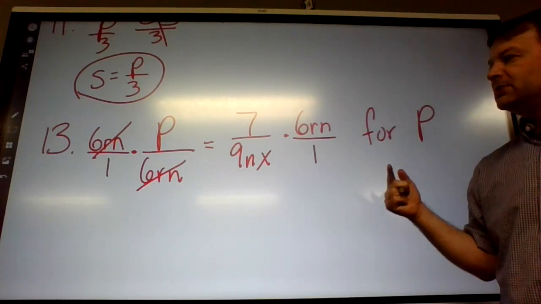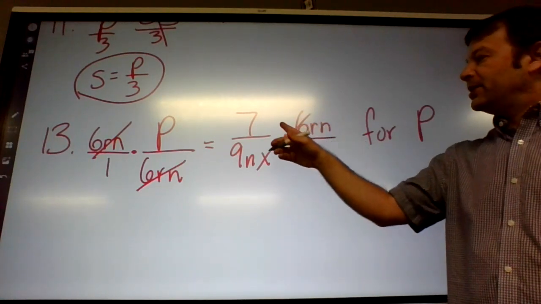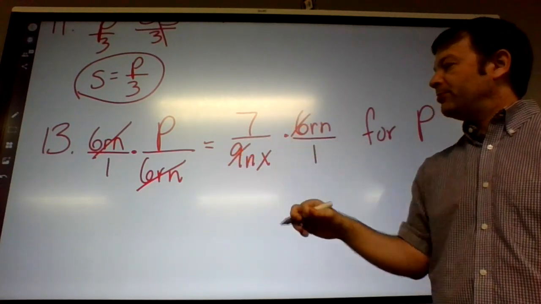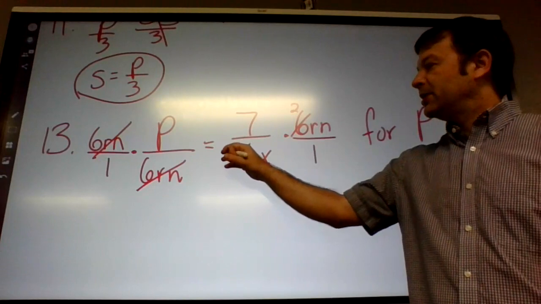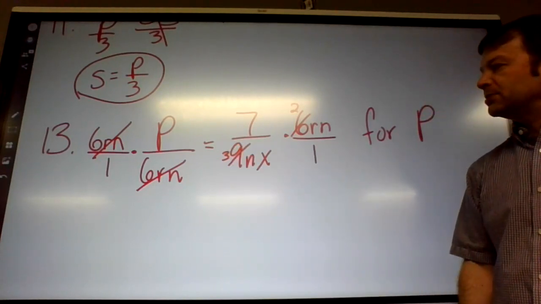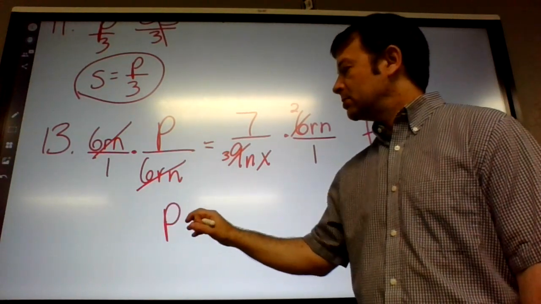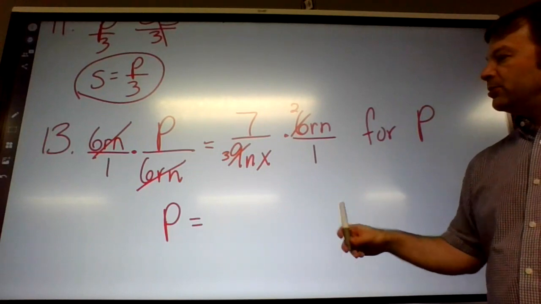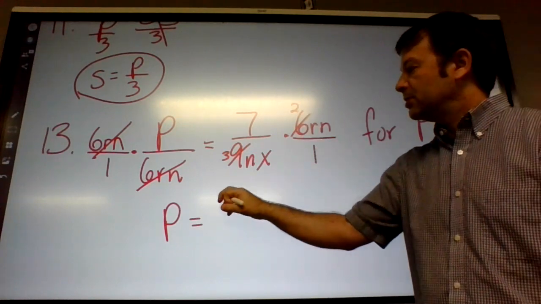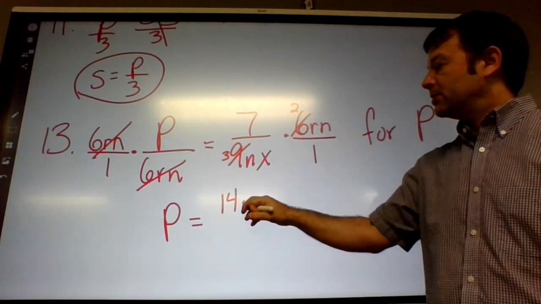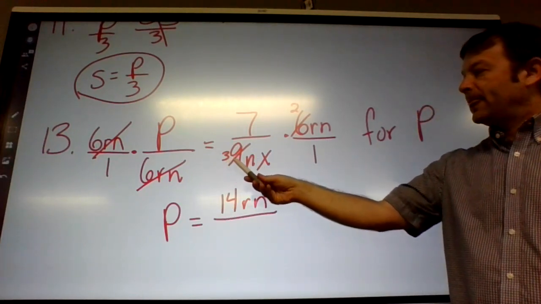You can do the cross, or just call it cross cancel. Yeah, the 6 and the 9 will reduce. Remember the multiplying fractions trick. If you divide by 3, this becomes a 2 and a 3. So what do I have over here? P equals 7 times 2, 14 Rn, over, what's on the bottom? 3nx.